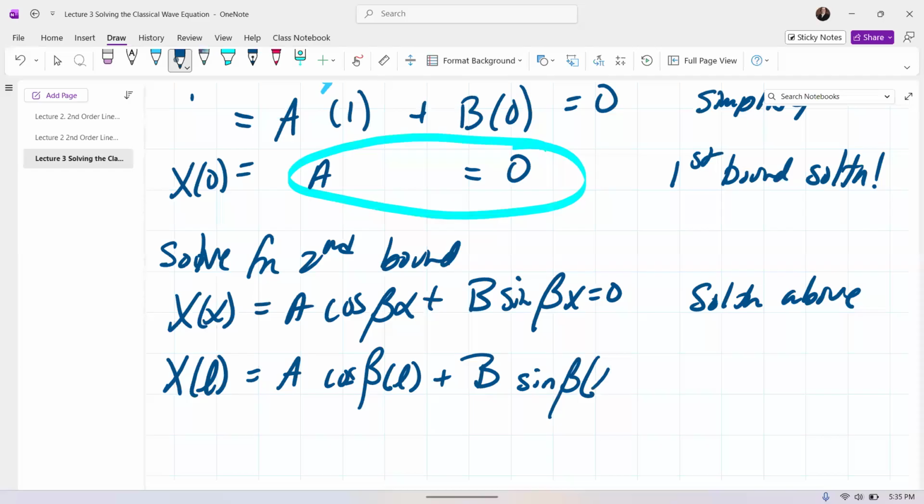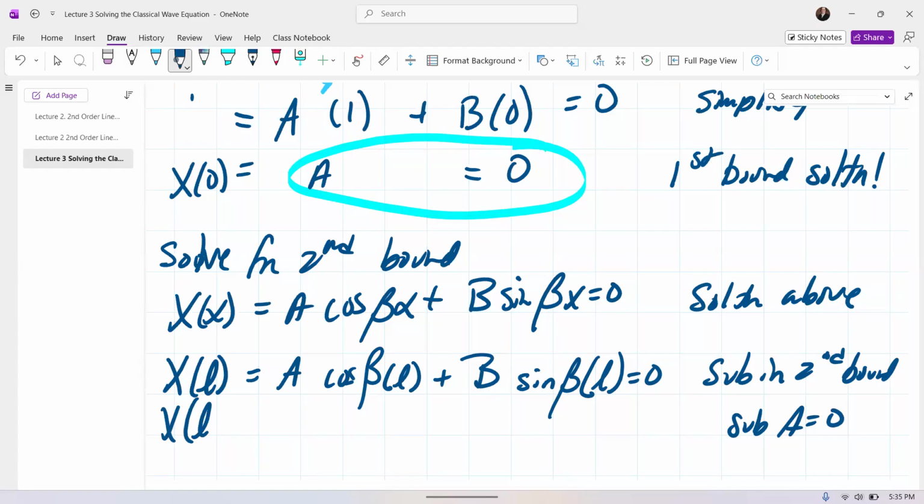Beta, and wherever you see an x, put an L, equals 0. Sub in the second bound. Okay. But we also know that a equals 0. So now we're going to sub in a equals 0.